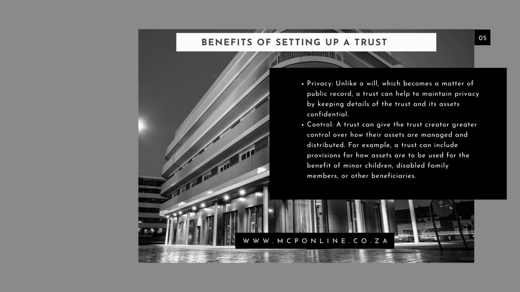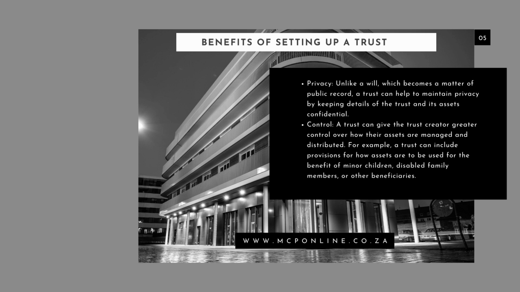The next one is privacy. Unlike a will, which becomes a matter of public records, you know that your will actually becomes public records, by the way. A trust can actually maintain privacy to keep details of the trust and its assets confidential. So you can actually keep your assets confidential. So if you've got that Lamborghini that you don't want your village people to know about, you know, put it in there and yeah, you'll be good.